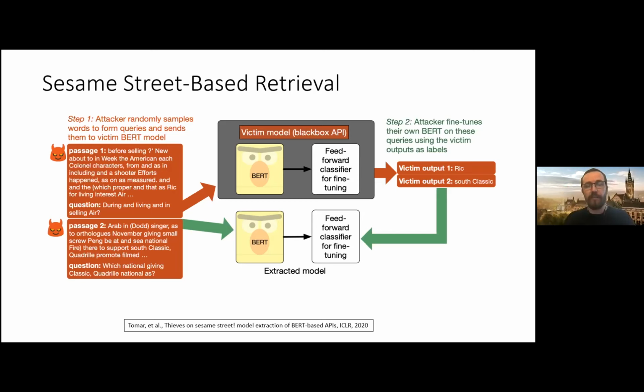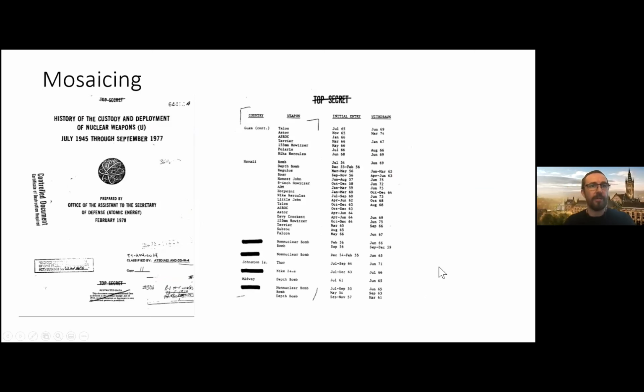Okay, so that was Sesame Street-based retrieval, and finally in this section I'm going to go on and talk about the mosaicing problem a wee bit. Now we've spoken about this and mentioned it a few times already, and there's been a discussion over the chat, and this sets us up nicely because I'll be looking at this in one of my breakout rooms afterwards.